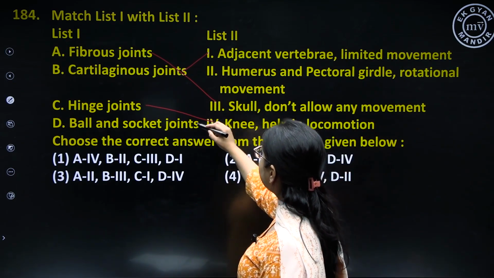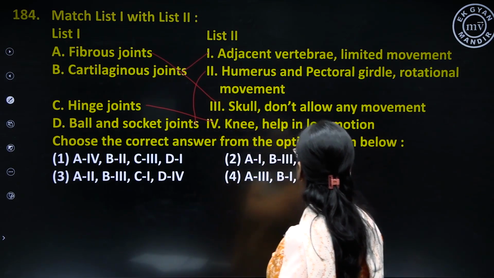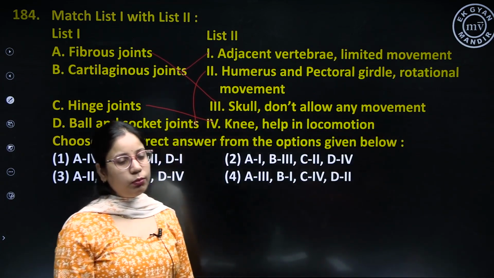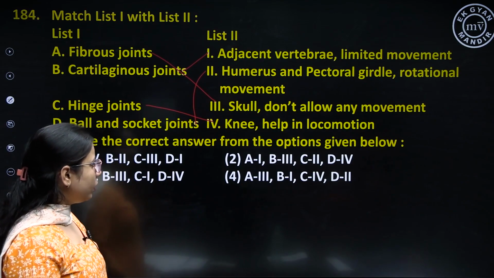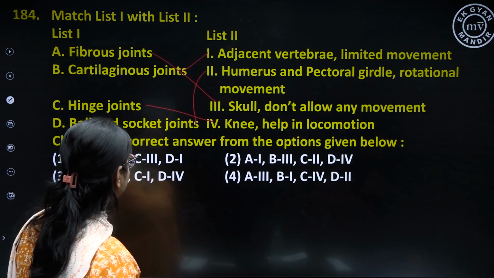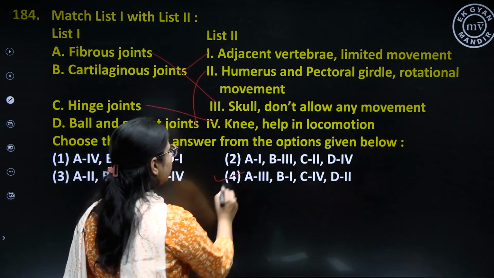Ball and socket joint is present between the humerus and pectoral girdle, that is, the shoulder joint is also called a ball and socket joint. So the correct option for this is option number 4.